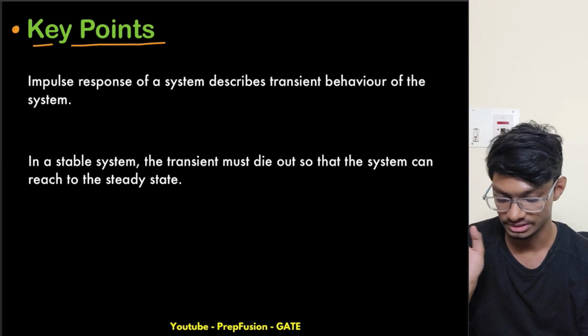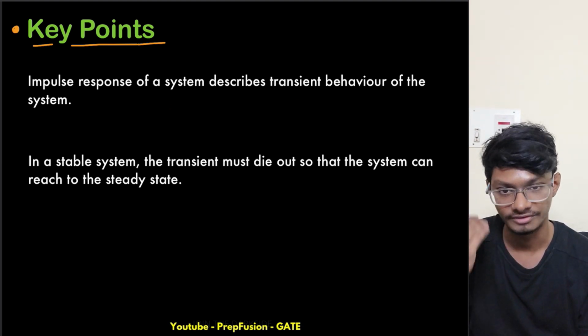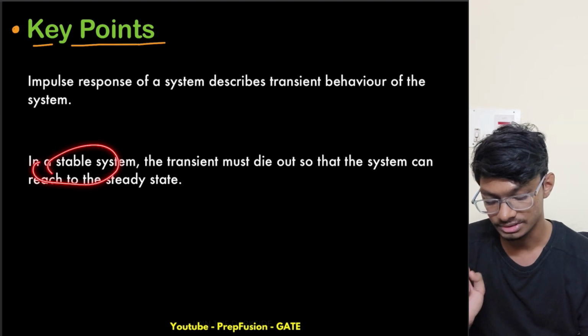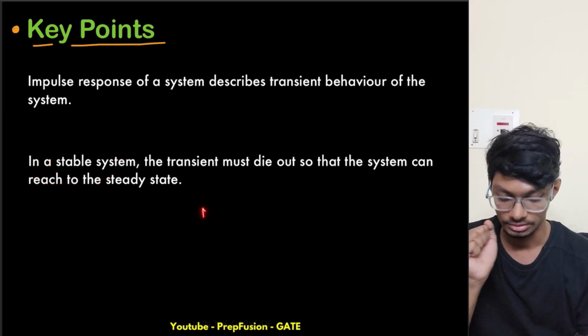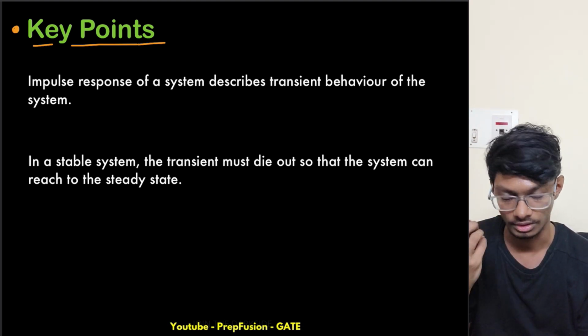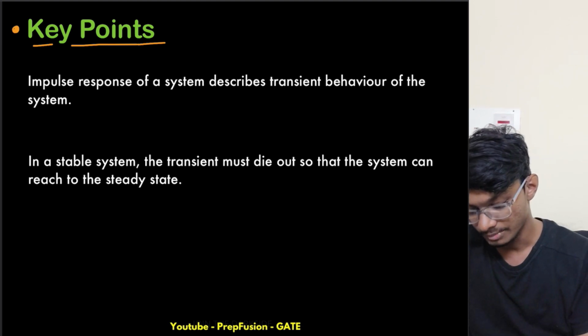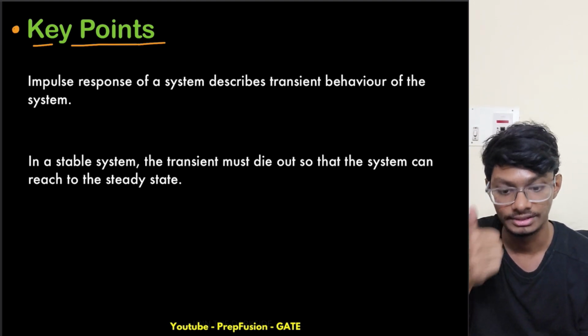That is why the impulse response describes the transient behavior of the system. Now in a stable system, the transient must die out, okay? That's why the impulse response must go to 0 at t equals infinity. Or let me write this: for a stable system, my impulse response should be absolutely integrable, okay?